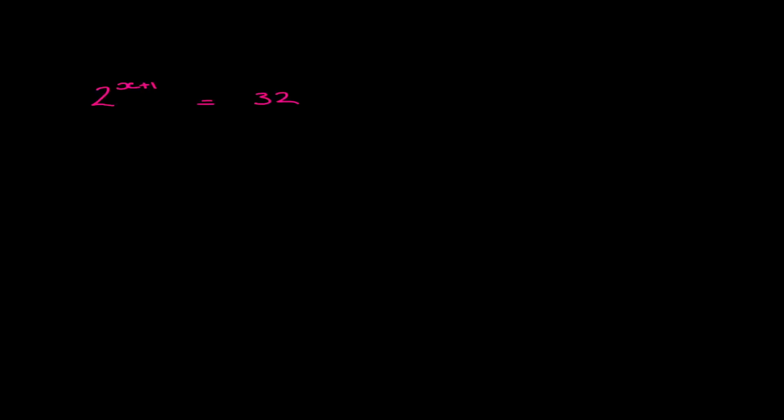I've got 2 to the power of x plus 1 equals 32. So the key, if we want to do this without using logs, is to try and make the base numbers the same. And we know 2 to the power of 1 is 2. 2 to the power of 2, 2 times 2 is 4. 2 to the power of 3 is 2 times 2 times 2, which is 8. What about 2 to the power of 4? So that's 2 times 2 times 2 times 2, which is 16. 2 to the power of 5 would be 32.